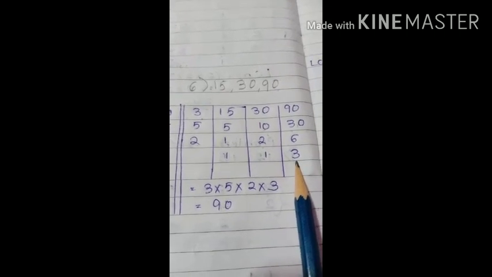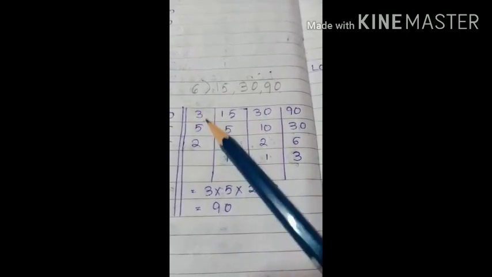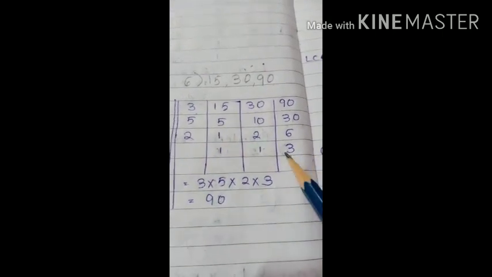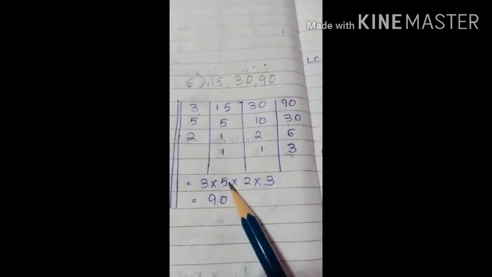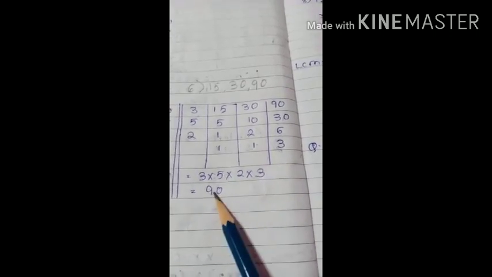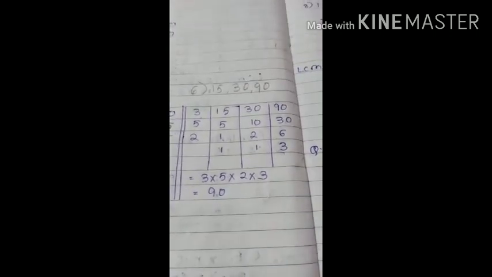So what will the LCM be? 3 multiplied by 5 multiplied by 2 multiplied by 3. So together 3 5s are 15, 15 2s are 30, 30 3s are 90. So the LCM will be 90.